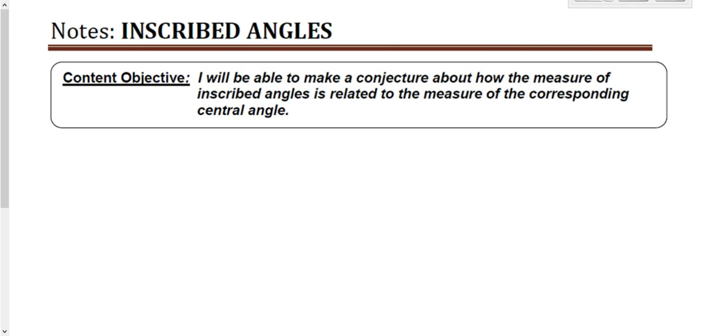Here we have another good lesson on circles and what are called inscribed angles. We've seen what are called central angles. You'll see them a little bit in this lesson also, but now we'll look at what an inscribed angle is and how it relates to the measure of the arc. You'll be able to make conjectures about how the measure of an inscribed angle is related to the measure of its corresponding central angle even.